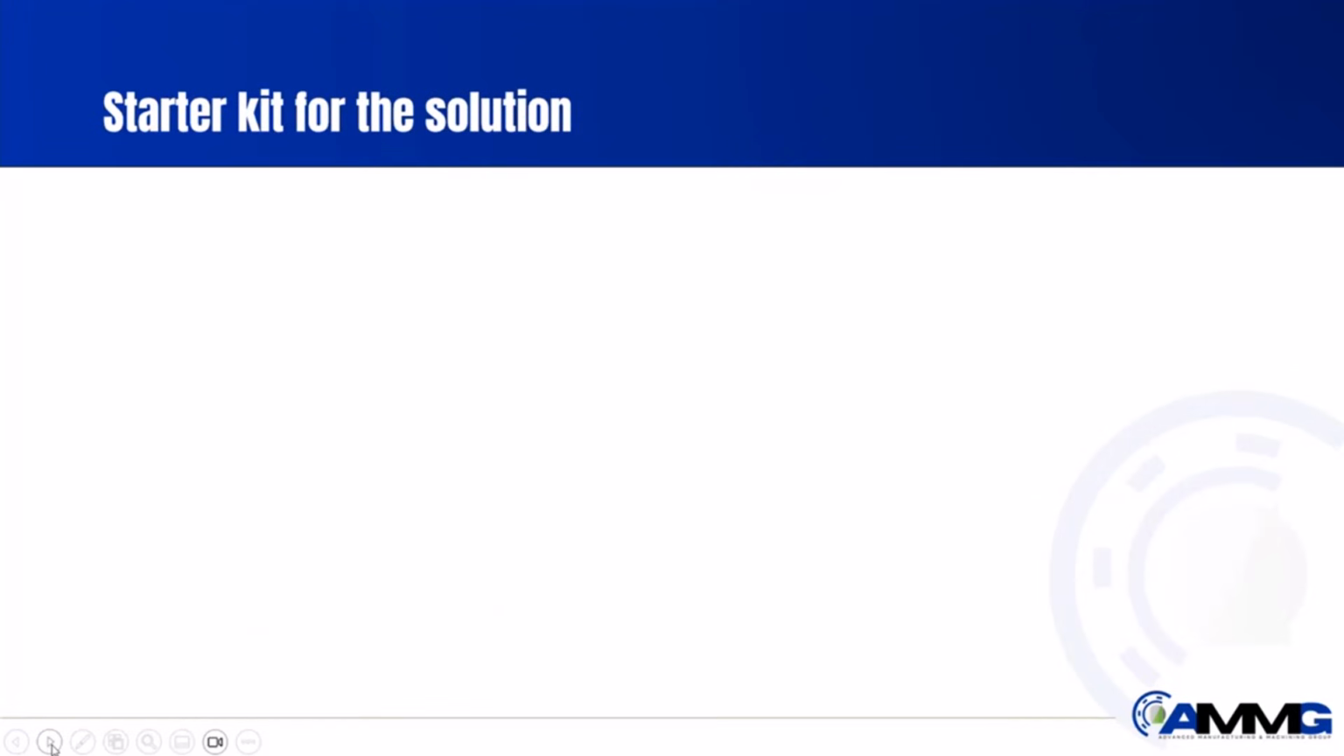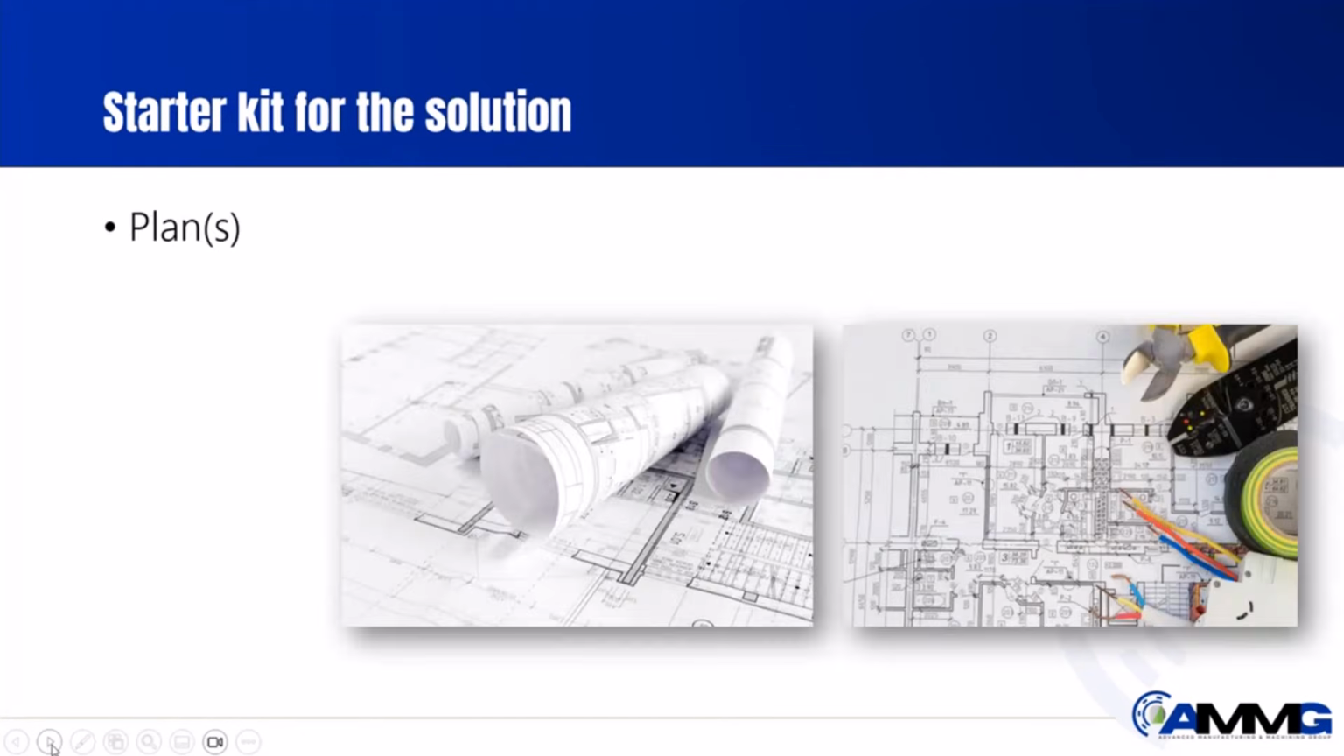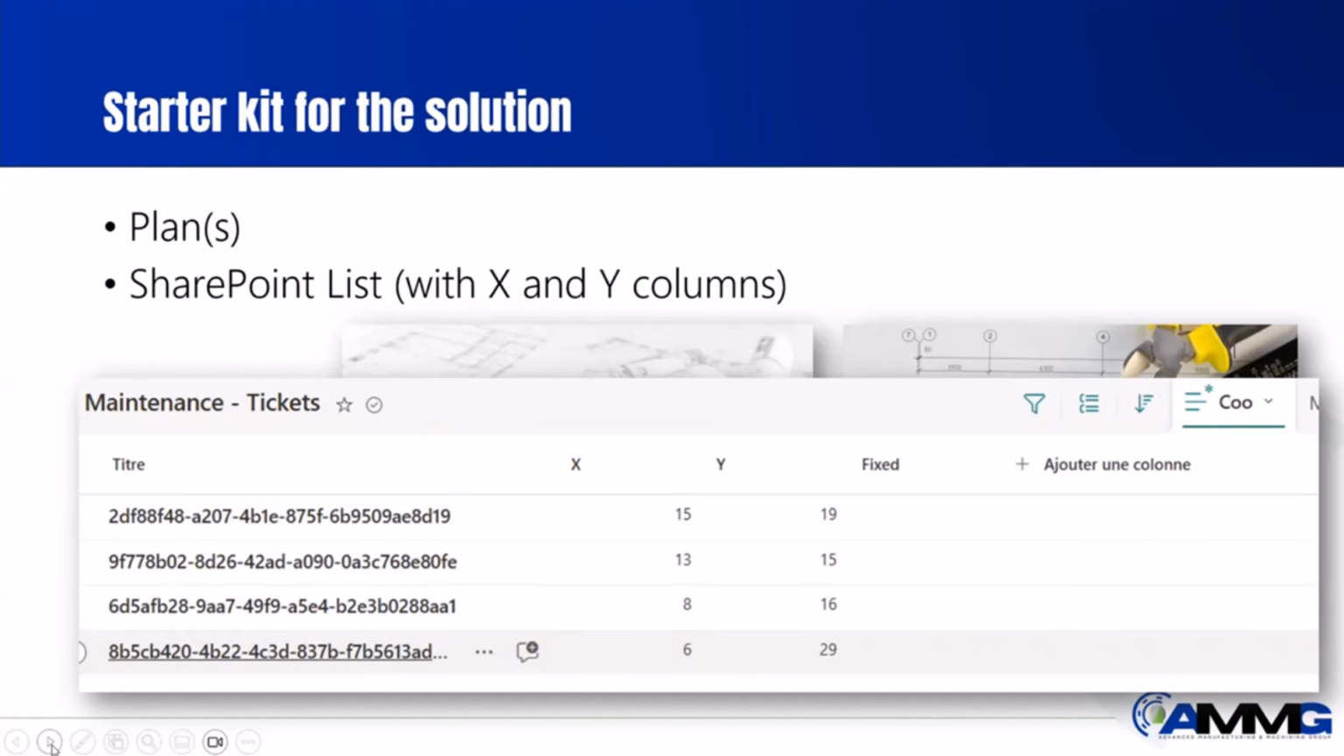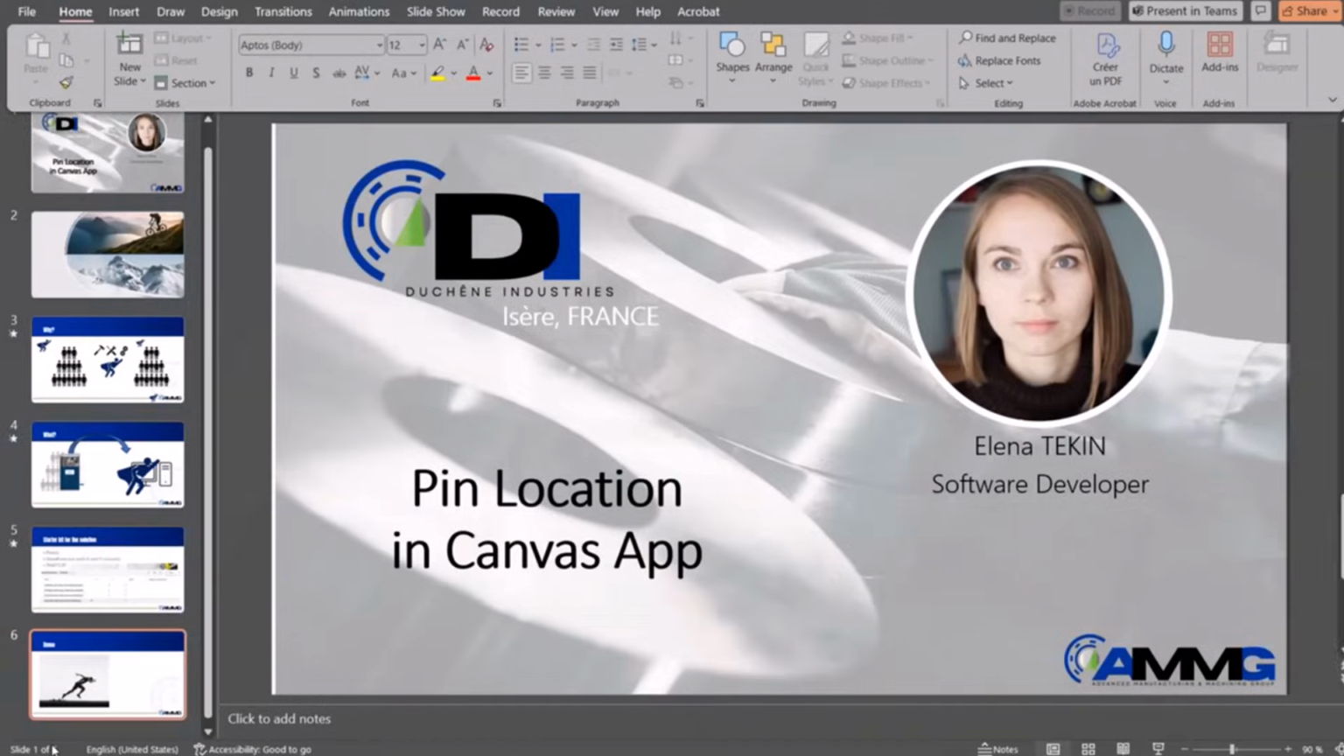So if you wanted to implement a solution like this, here's the starter kit for the solution. You will need to prepare the plans of your location, of the offices, production, or wherever you have. And you will need to think of some database which would contain the columns for X and Y for the coordinates of the problem. In my case, this is a SharePoint list. And that is basically it. So you can see that it's really easy to set up. And let's switch to demo.